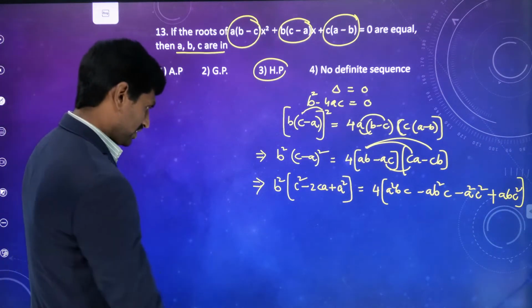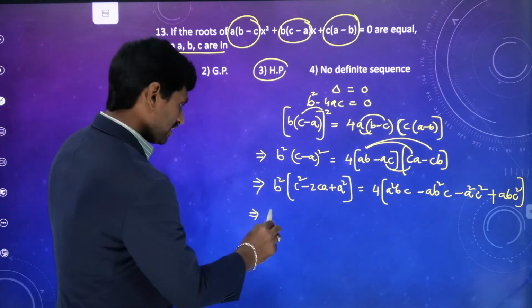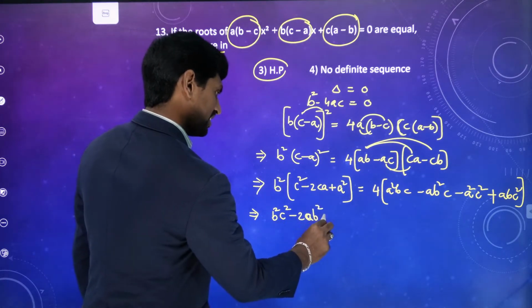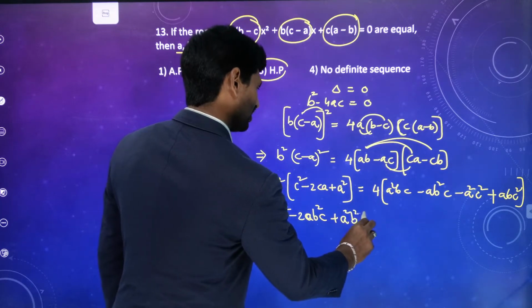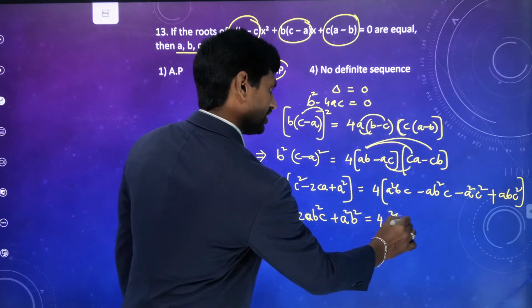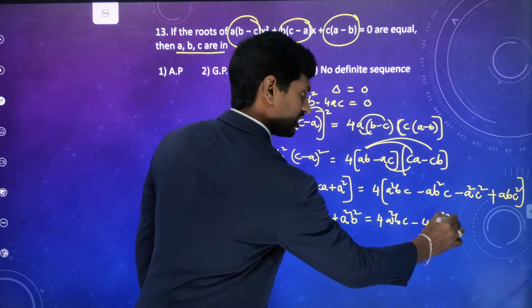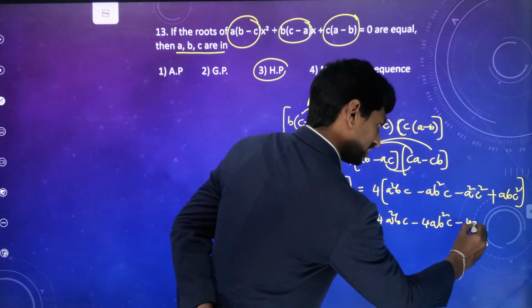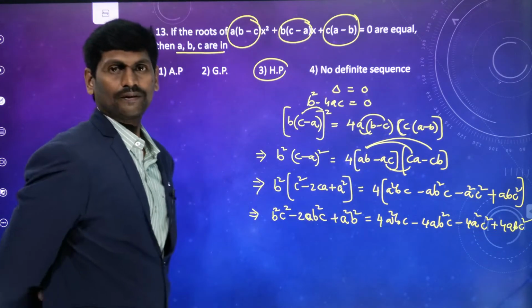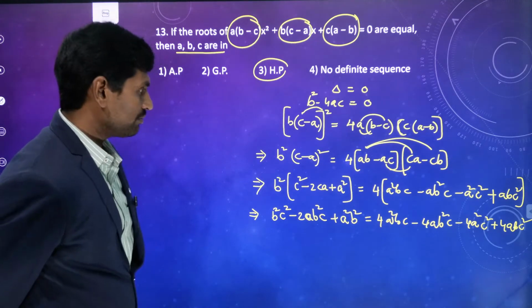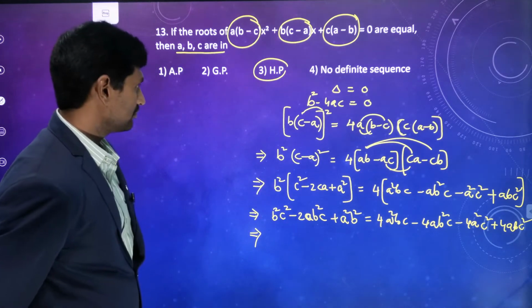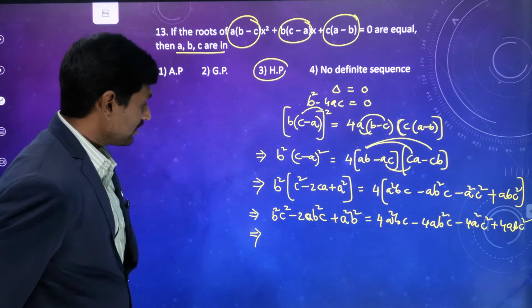Okay, na? Now check. Multiply with b square, it will be b square c square minus 2a b square c plus a square b square, that equals to, multiply with 4a square bc minus 4ab square c minus 4a square c square plus 4ab c square. Okay, na? Bring all the terms to the same side. Try to bring it.